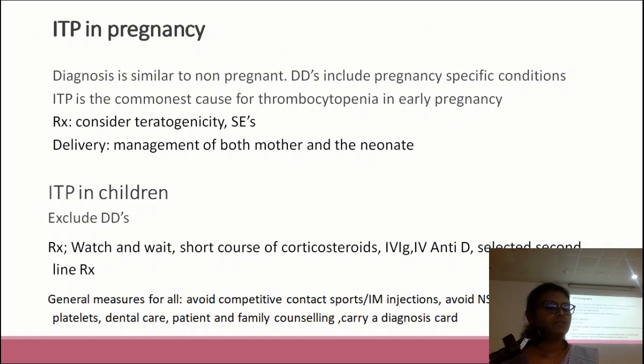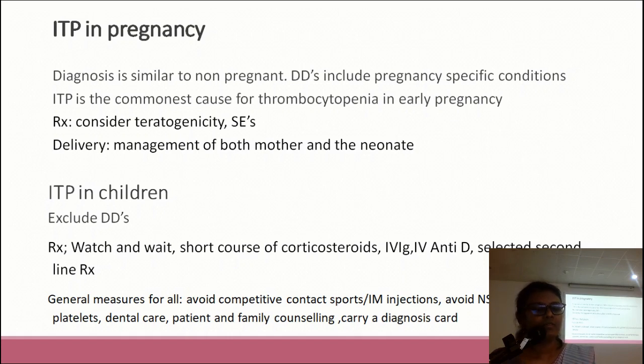ITP in children: again, there are lots of differential diagnoses, including inherited thrombocytopenias and immune deficiency syndromes. So prior to diagnosis, we should look at all these differential diagnoses. Because of the toxicity of treatment, we normally try to watch and wait in children, after educating the parents and the patient. Otherwise, short courses of corticosteroids and IVIG as first line, and selected second line treatments if indicated.